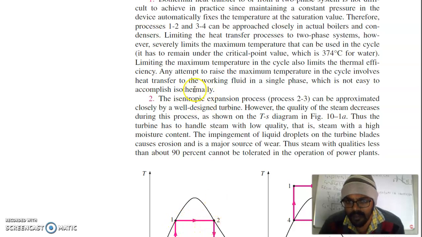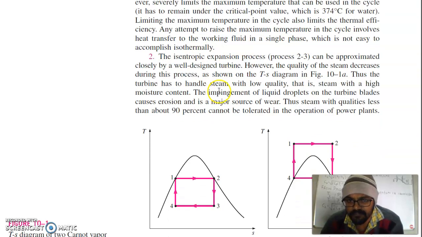But limiting the maximum temperature in the cycle also limits the thermal efficiency. In the case of water, if you take water as a working fluid, this is the critical point, which is 374. So you can't go beyond this point, meaning you have to stay below it. In the two-phase region you can't go beyond this point, otherwise there will be a single phase. So any attempt to raise the maximum temperature in the cycle involves heat transfer to the working fluid in a single phase, which is not easy to accomplish isothermally.